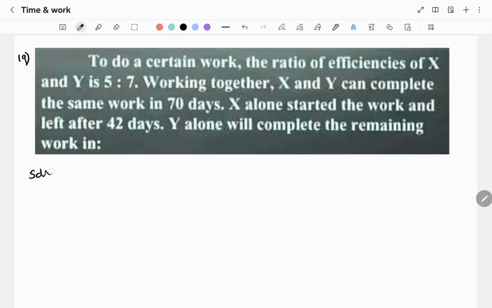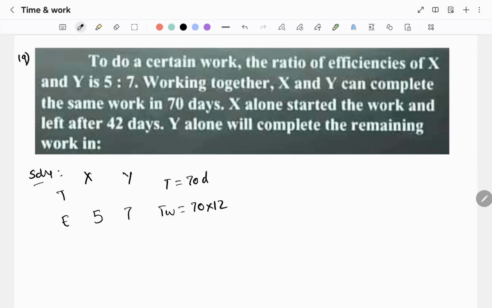Okay. See that, to do a certain work, the ratio of efficiency of X and Y is 5 and 7. X and Y can complete the same work in 70 days. So total time taken is 70 days. Then total work will be 70 into 12. So that will be 840.